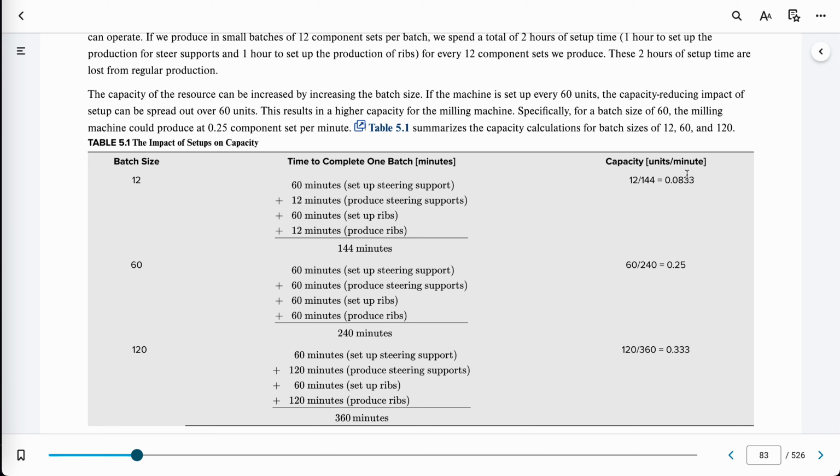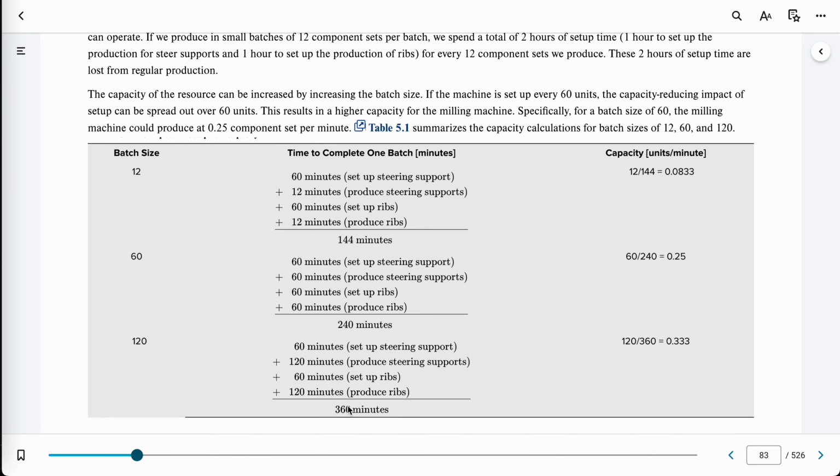That gives you a capacity of 0.0833 units per minute, which you can then convert to units per hour and so on. But if the batch size is 60 instead of 12, it takes 60 minutes to set up the steering supports, 60 minutes to produce the 60 steering supports, 60 minutes again to set up for the ribs, and then 60 minutes to produce the 60 pairs of ribs. So now the capacity is 0.25 units per minute. And if you did 120, you'll notice that the capacity goes up. As you increase the batch size, the capacity keeps going up.